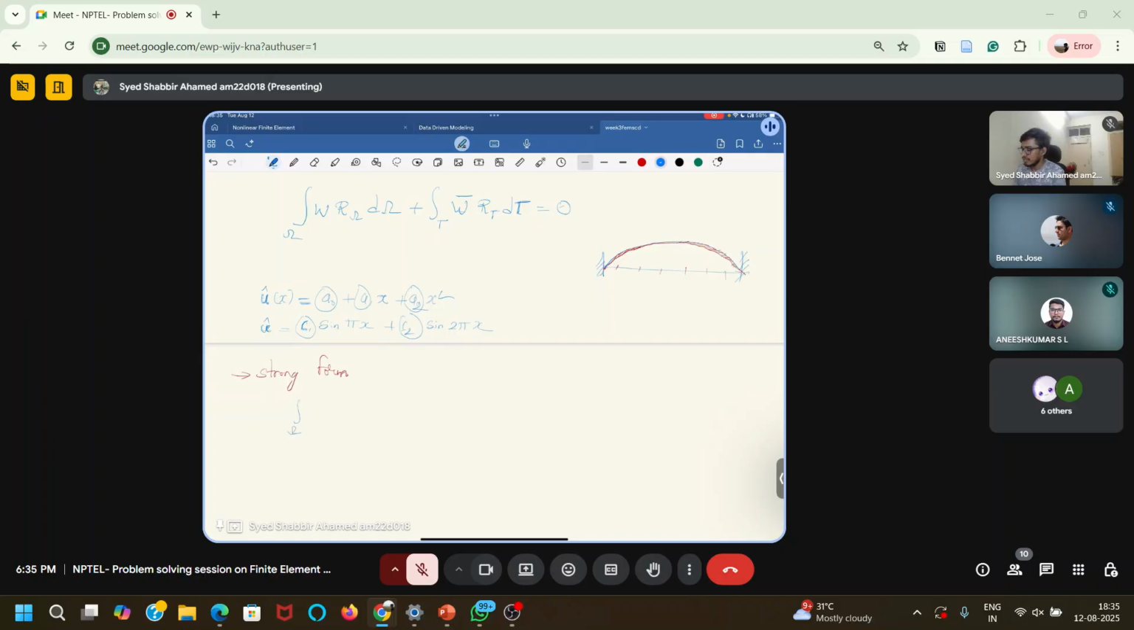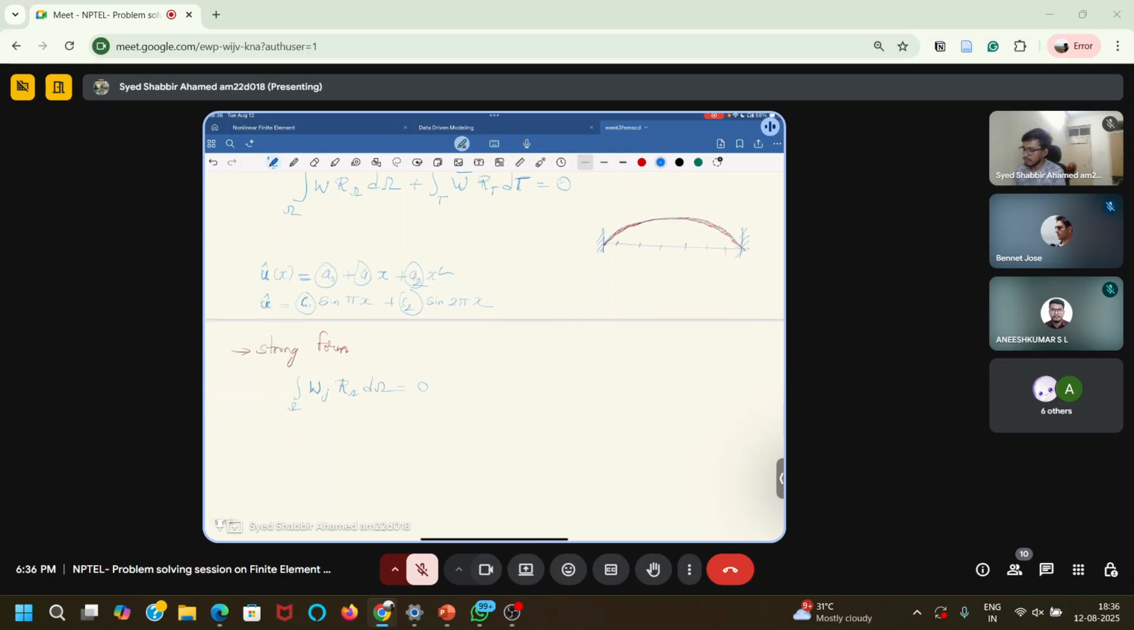You have something like this: wj, take w as wj, some weighting function you will take. This also we have to assume. So the solution which we are assuming, w also we have to assume, and take the domain residual, and let's say this is equal to 0. For a bar problem, the domain is from 0 to L, and it is a one-dimensional domain. So only one integration is required. Later we will see if we go to 2D, this will be a double integration, and if you go to 3D, it will be a triple integration.